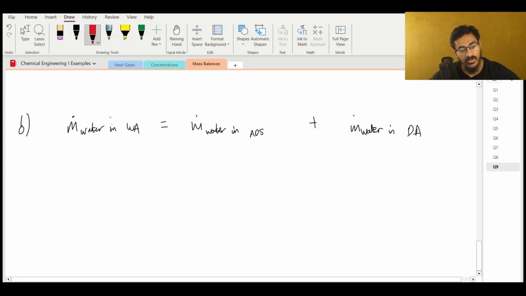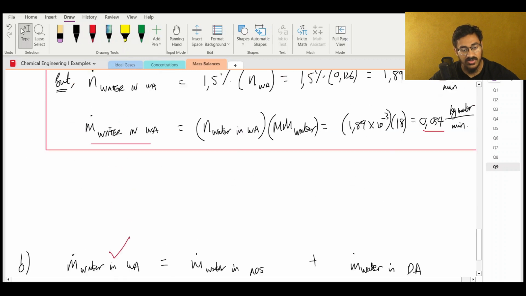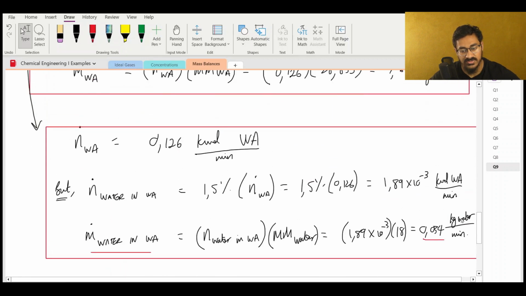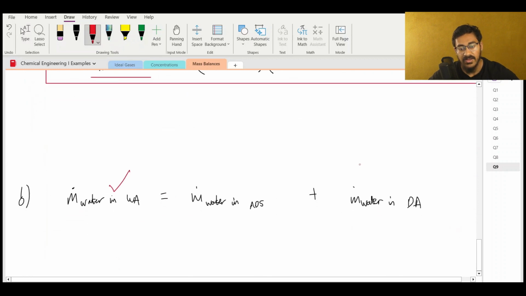Okay, so I know the mass of water in the wet air stream, right? We just worked it out. It was 0.034 kilograms of water per minute. But I don't know how much water is in the dry air stream, and I want to work out the mass of water that is being evaporated, right?